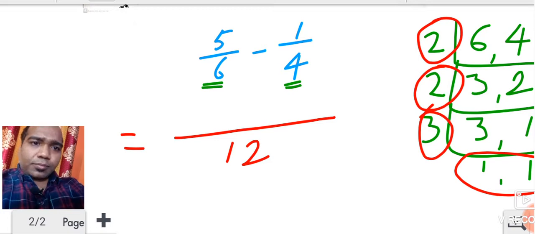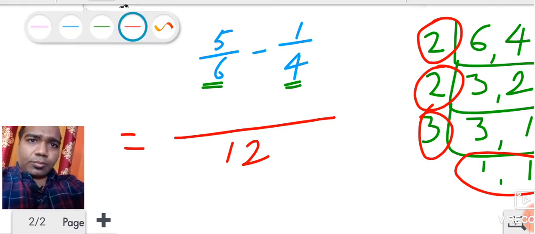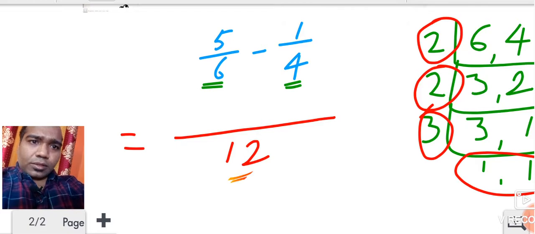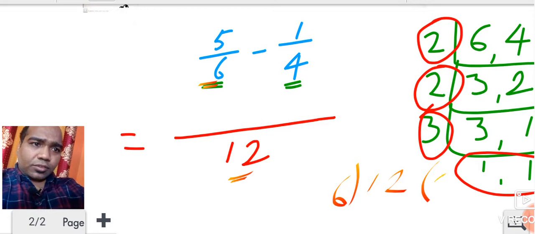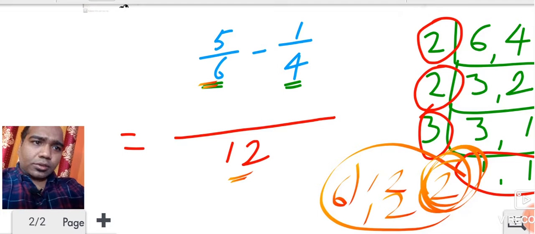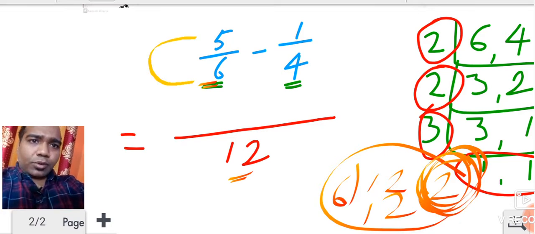Now what is our next step? This LCM we have to divide with the denominator. So 12, if you divide with the denominator 6, how much will you get? 6 2s are 12. Okay, so answer 2 you'll get. Got it? Now this 2 whatever you have got, you have to multiply with what? You have to multiply with the numerator. So 2 into 5, how much will you get? You'll get here 10. So 10 you write here.